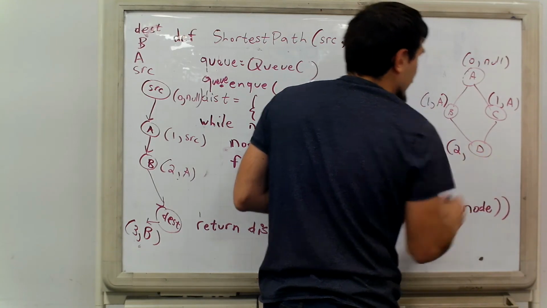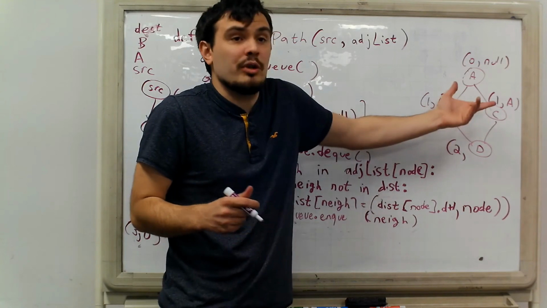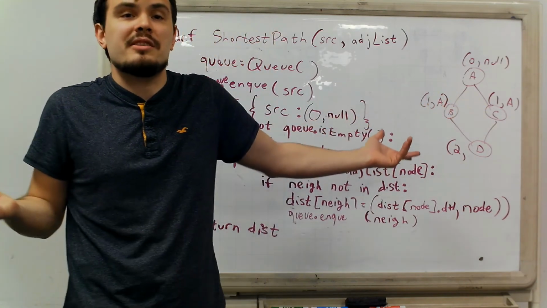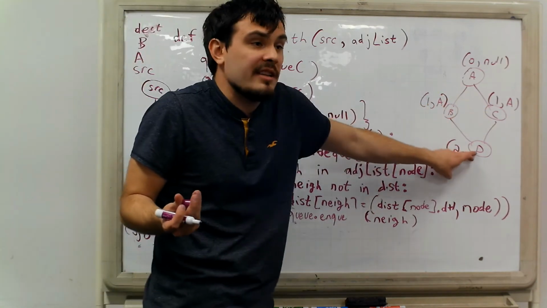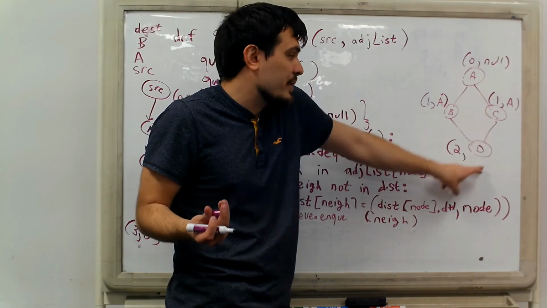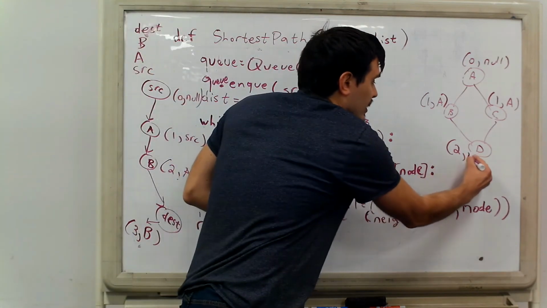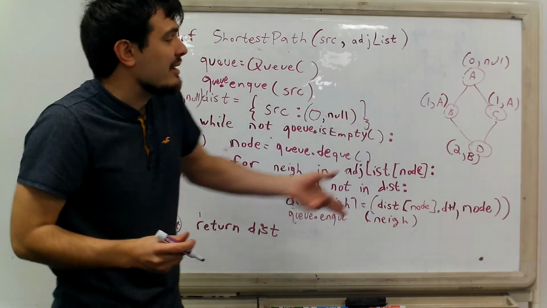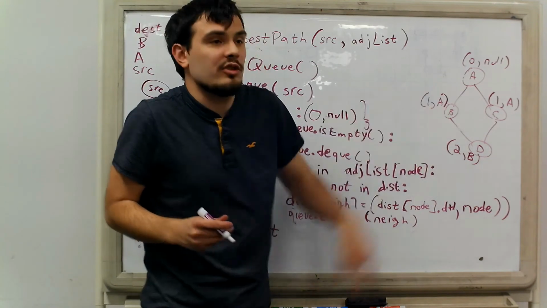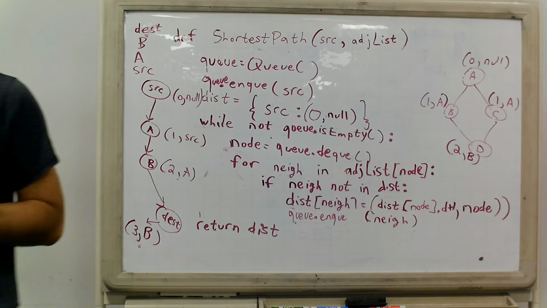D's record will definitely be 2, but will it have B or C? It actually depends which one is processed first. If B is processed first, then B will be the one to find D. But if C is processed first, then C will be the one to find D. It's arbitrary, and it doesn't matter. It doesn't actually matter if it's B or C. Either one leads to a path of size 2. But it would matter if the edges are weighted.